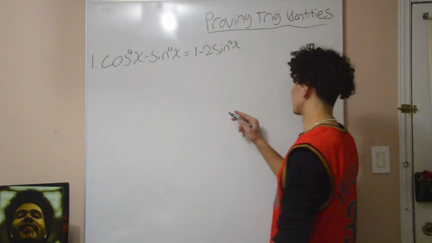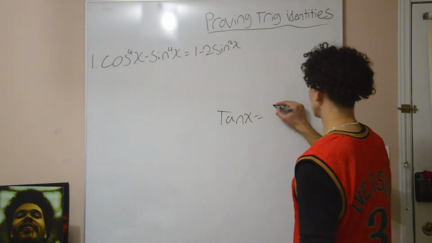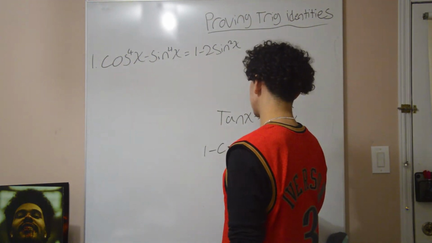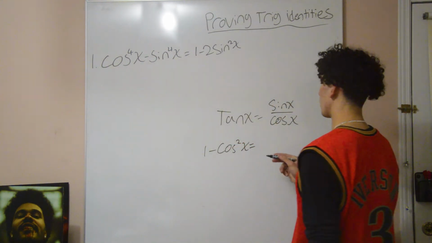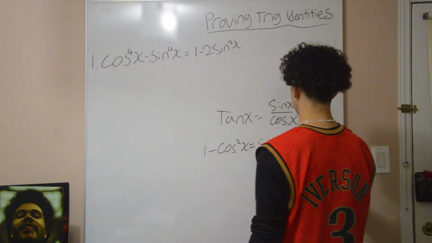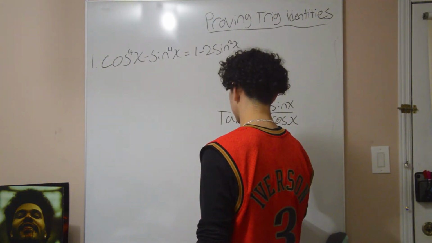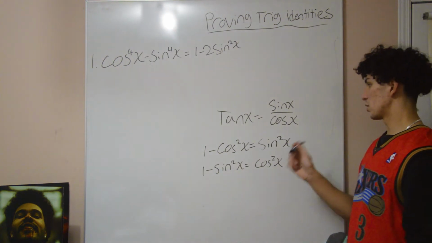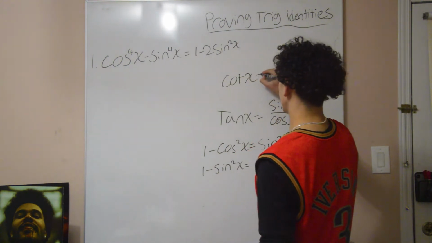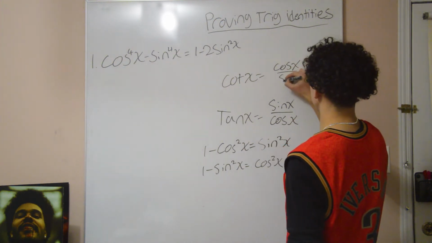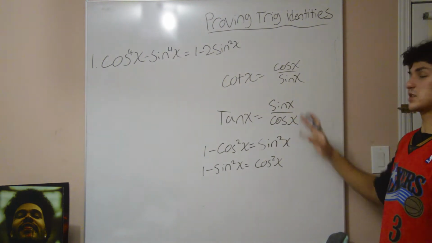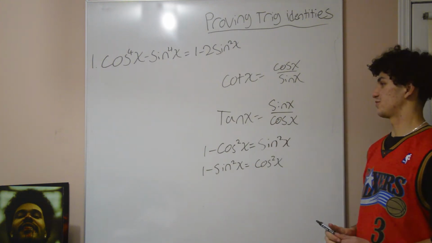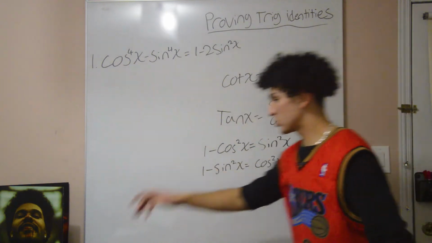Also, other things to remember. Tan x is equal to sine x over cos x. 1 minus cos squared x is equal to sine squared x. And the other way around. 1 minus sine squared x is equal to cos squared x, just like that. Also, cotangent of x is equal to cos x over sine x. Now that's just some stuff to remember. It helps a lot, trust me. It's 4 simple rules to remember, really. You won't forget them. With all that being said, let's jump right into the question.